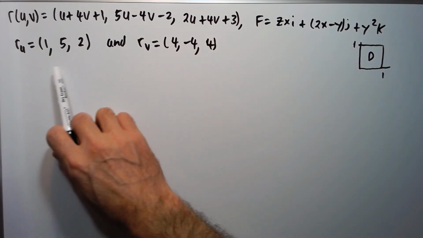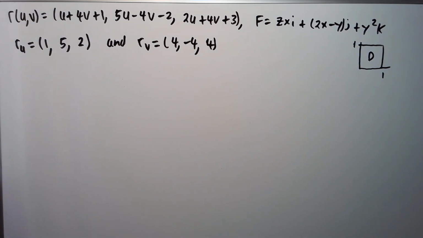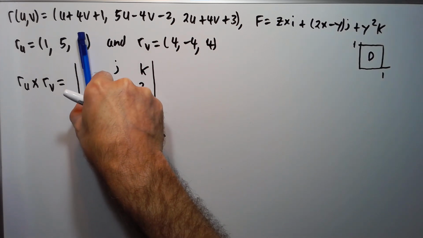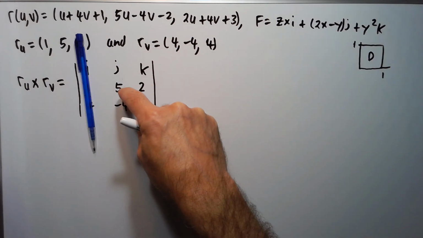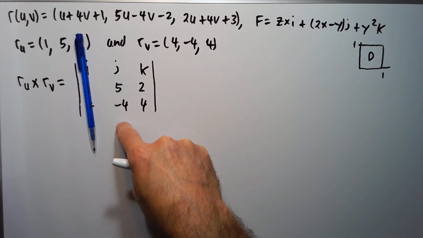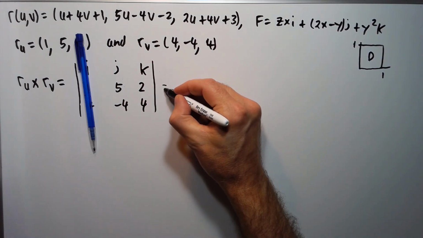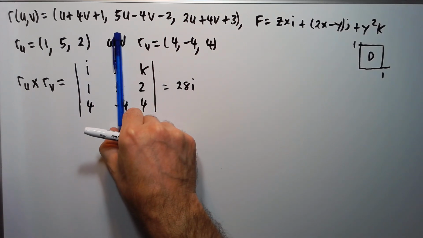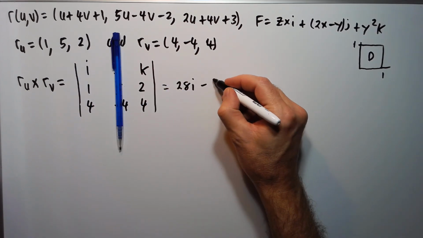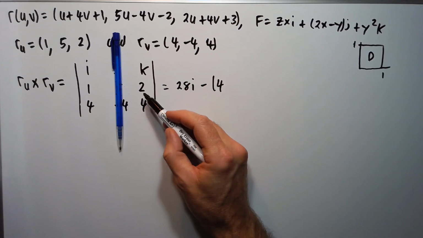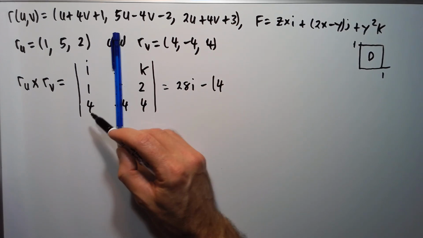Now let's cross these. Here's my definition of cross product. So let's do the I component first. It'd be 5 times 4, so 20, minus a minus 8, so it'd be 28 in the I component. Then we'll do the J. It'll be minus in front here, and that'll be 1 times 4, so it'll be 4. 2 times minus 4, so it'll be minus 8 here.